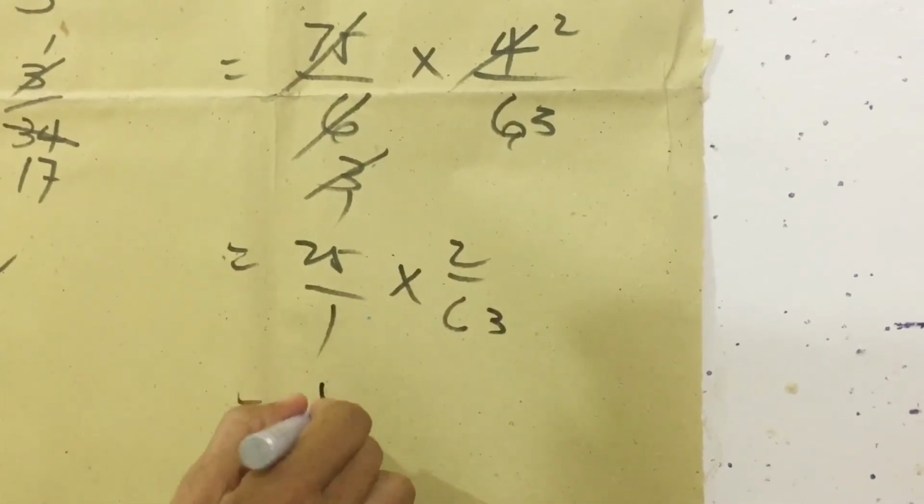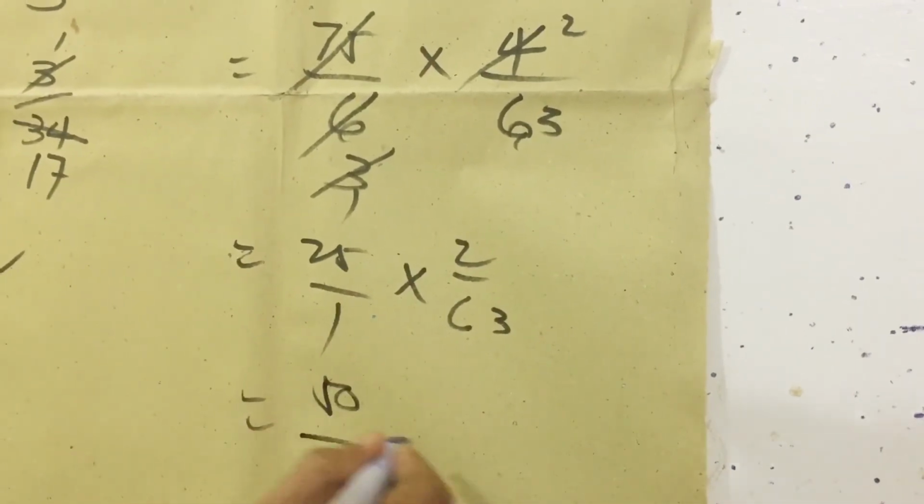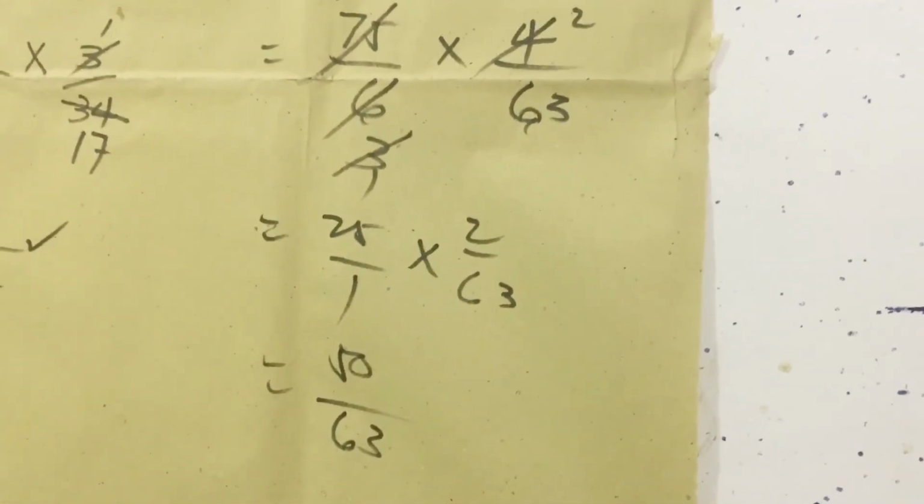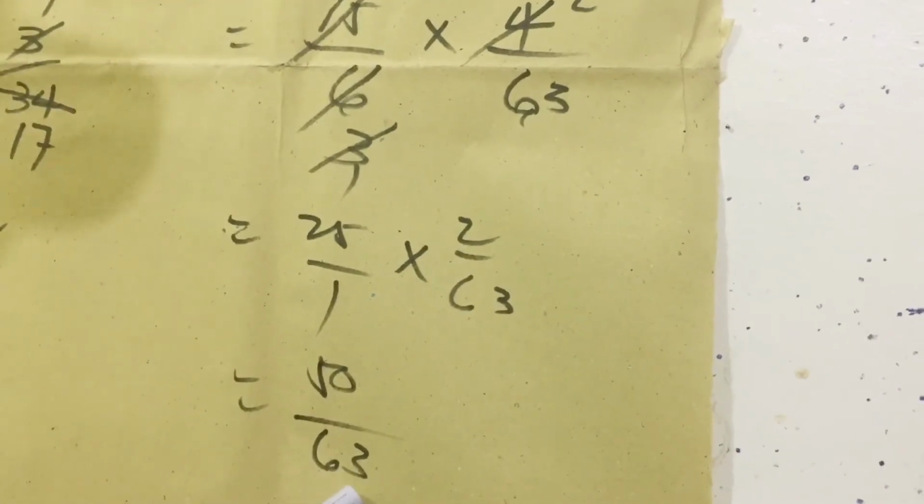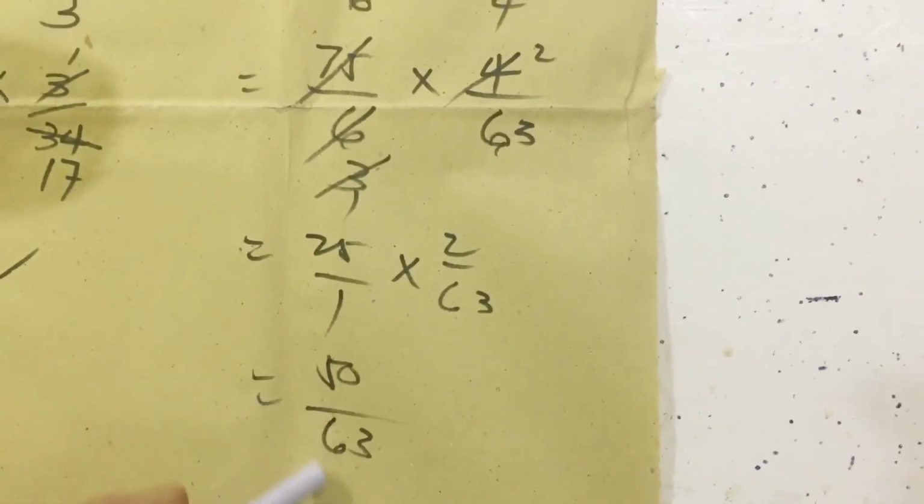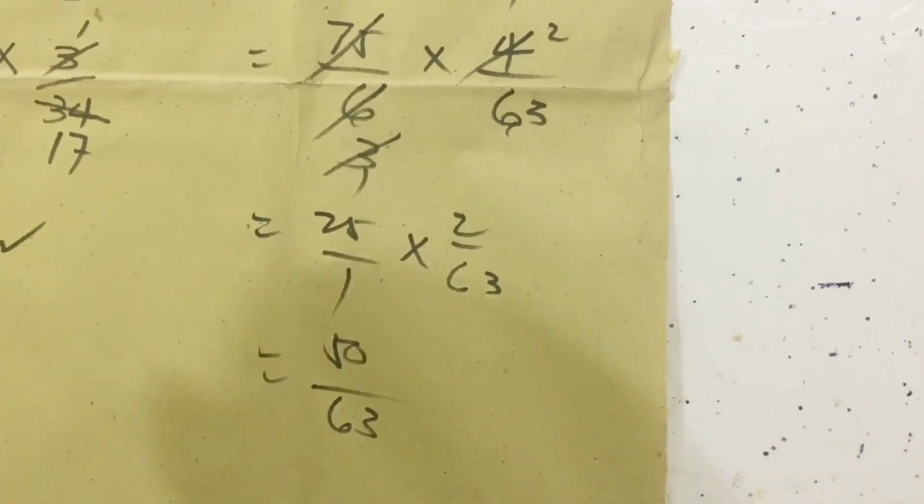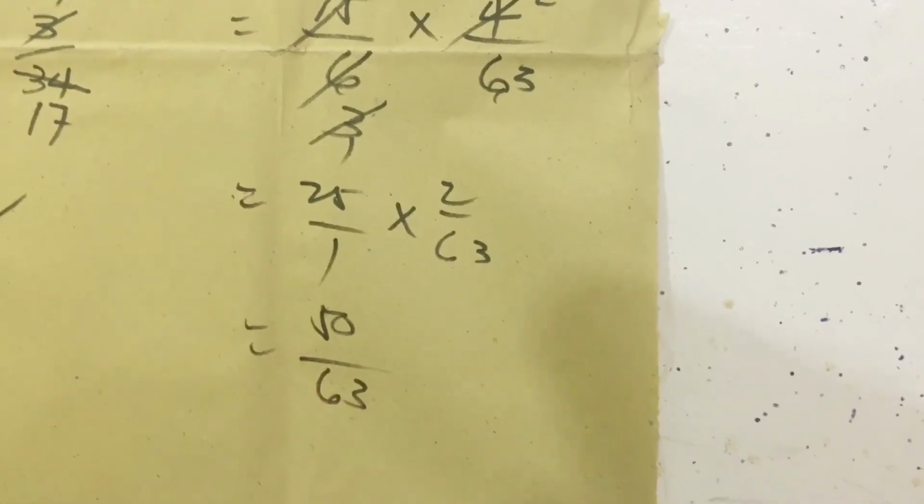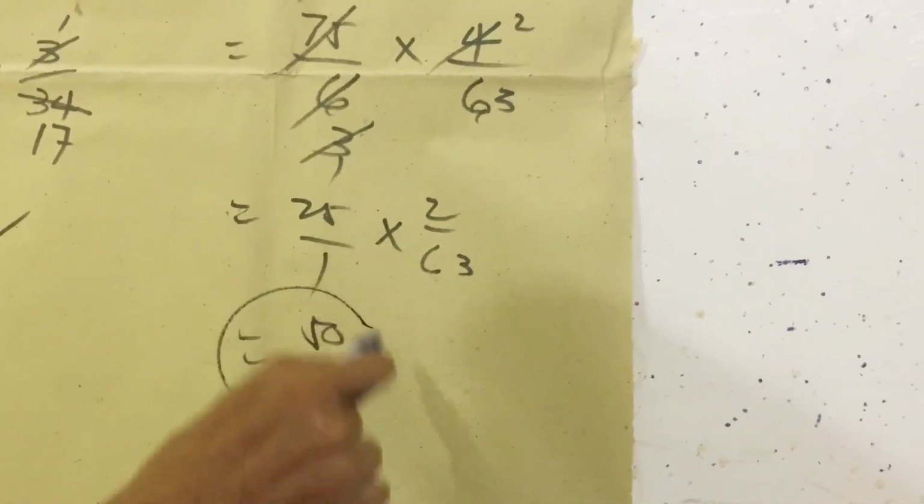25 times 2, 50, then 63. So we cannot divide 63 by 2, but we can divide 50 by 2. So, hindi na madidivide silang dalawa kasi dito may remainder. So, this will be our final answer. This is reduced to the lowest term.